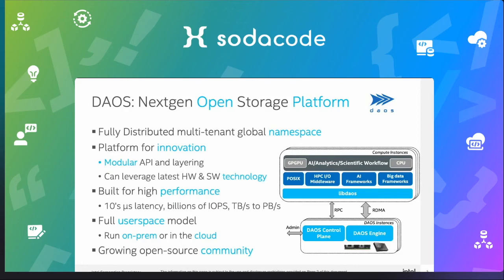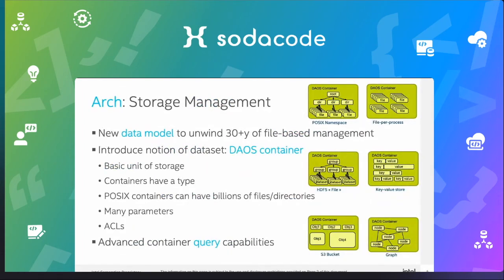Let's now look into four architecture choices we made in DAOS and one future direction. The first architecture choice we made early on was to introduce the notion of dataset in the data model. A dataset is called a container in DAOS, and that's the basic unit of storage for the user. A container has a type and can be a set of files per process generated by an application, for instance, a POSIX namespace gathering all the ResNet-50 images, an HDF5 file, or an S3 bucket.